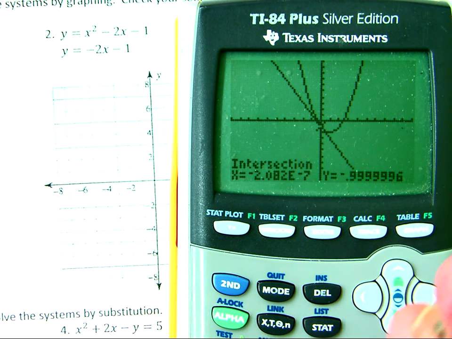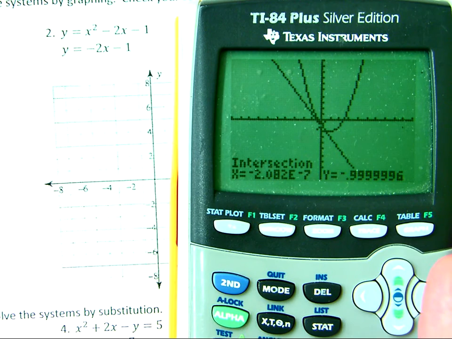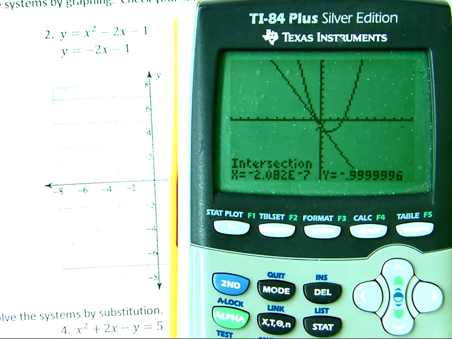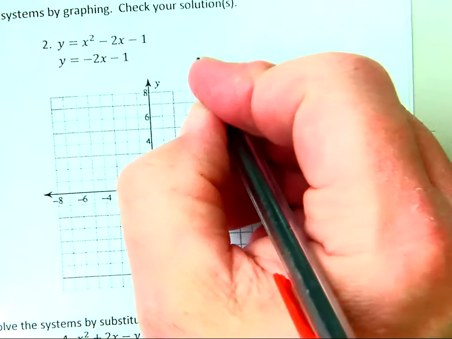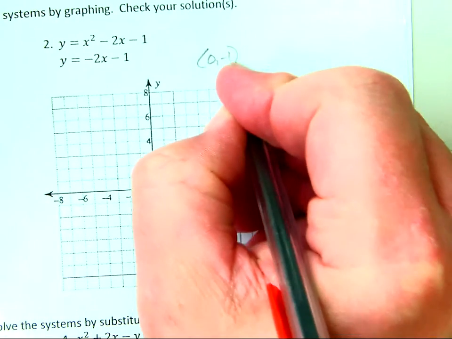Now notice that negative 2.08, see how it has an e to the negative 7? That means that's actually a negative 0.6 zeros and then 208. So that's almost 0. Notice the y1, that's pretty close to negative 1. The actual intersection point here is 0, negative 1. For some reason, the calculator does that. So this intersection point is 0, negative 1.